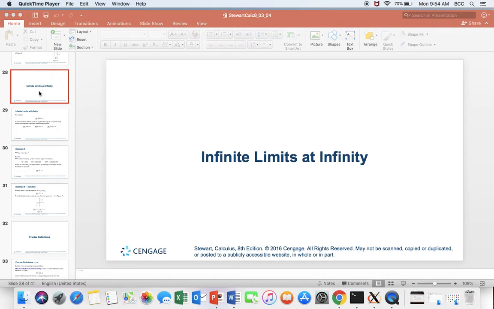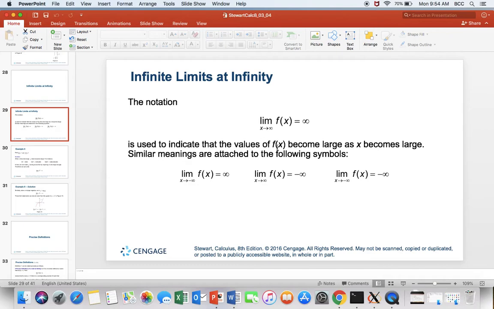Right, continuing back, what about limits at infinity which result in infinity? Yeah, so the notation limit x approaching infinity of f(x) is infinity is used to indicate that the values of f(x) become large as x becomes large. Similarly, you can write the following expressions: limit x approaching negative infinity, f(x) is positive infinity; limit x approaching positive infinity, f(x) is negative infinity; and limit x approaching negative infinity of f(x) is negative infinity.